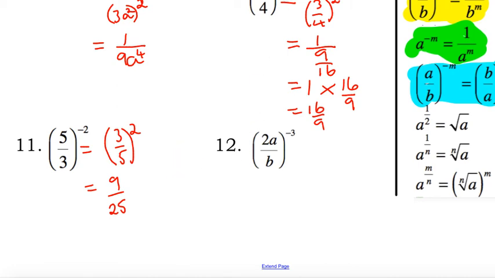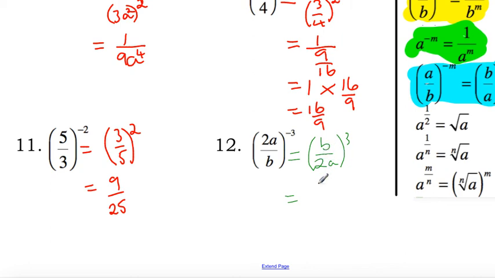Let's try one more. These ones are a little bit harder. So here we have a fraction to a negative power. So the easiest way to do this is take the reciprocal of your fraction or flip it upside down. So it becomes, instead of 2a over b, b over 2a. And we make our power positive. Now, just cube each of the things inside the bracket.